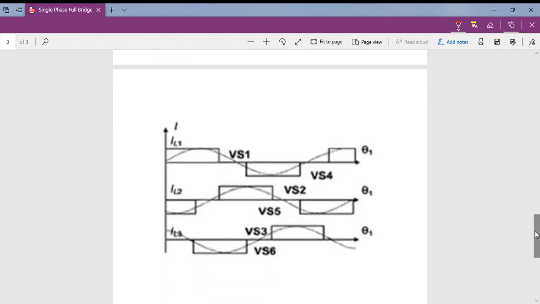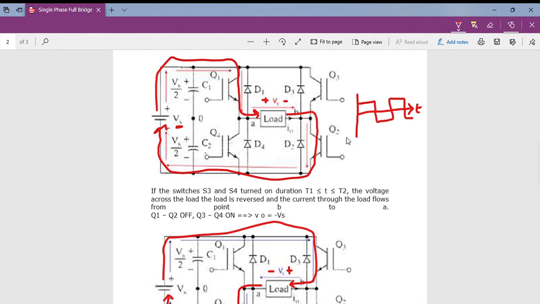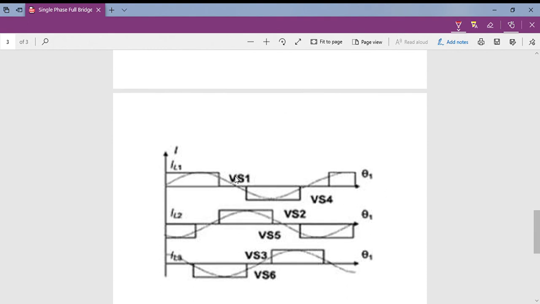So if we have a look at the output waveform, this is Vs1. That means in the first mode the Q1 and Q2 switches will operate. So obviously Vs1, the voltage due to the first mode, is positive voltage due to the switches Q1 and Q2.